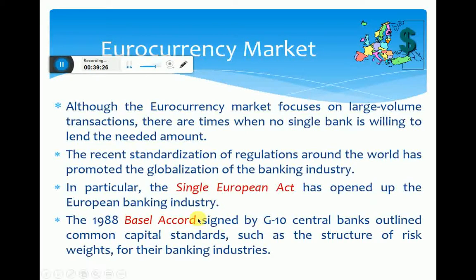Basel is basically the name of a place, and accord means agreement. So in Basel, after a certain time, all the bankers get together and pass new regulations. Till now we have the Basel 1, Basel 2 and Basel 3 accords, or agreements, or documents, where they decide about the future of the banks, about the banking industry, and how the banks can be saved from bankruptcy.